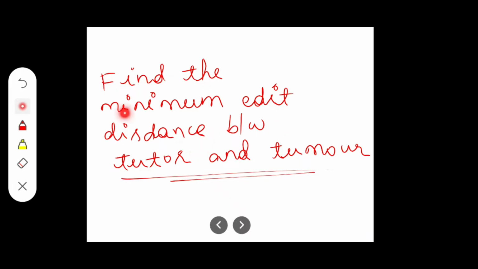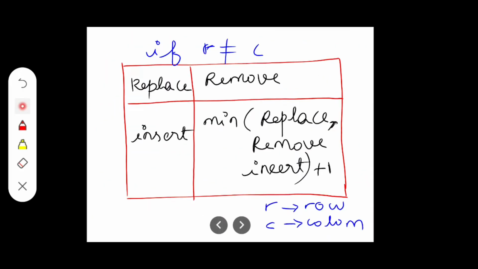So now, to find the minimum edit distance between tutor and tumour, this is a very important question which is asked many times in the previous year question papers. So please learn how to solve this problem. By watching this video you can also calculate for different strings. I will be explaining for tutor and tumour, which was a textbook example. So if you are given some other words, it is very easy for you to solve. So please observe carefully. Before going to the problems, we have to know some rules.